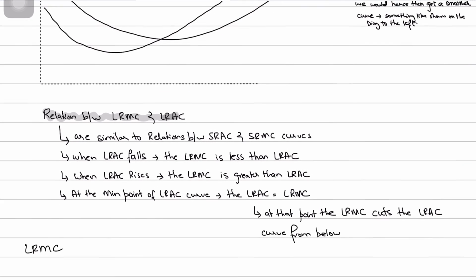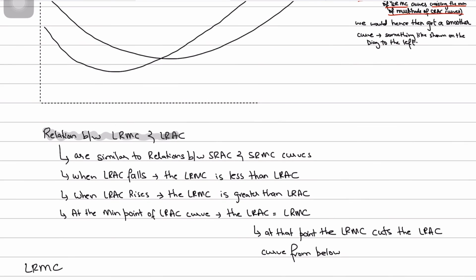Okay, guys. Now, as far as the relation between your long run marginal cost and long run average cost curve is concerned, those relations are similar to the relations between the short run average cost and short run marginal cost curves. That is, when the long run average cost curve is falling, the long run marginal cost is obviously less than the long run average cost, which is pulling the LRAC down. And when the LRAC is rising, the long run marginal cost is greater than the long run average cost curve, pulling the average up.